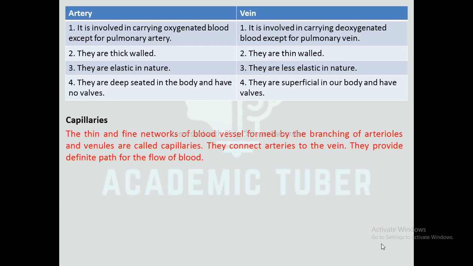Capillaries. The thin and fine network of blood vessels formed by the branching of arterioles and venules are called capillaries. They connect arteries to the veins. They provide definite path for the flow of blood.